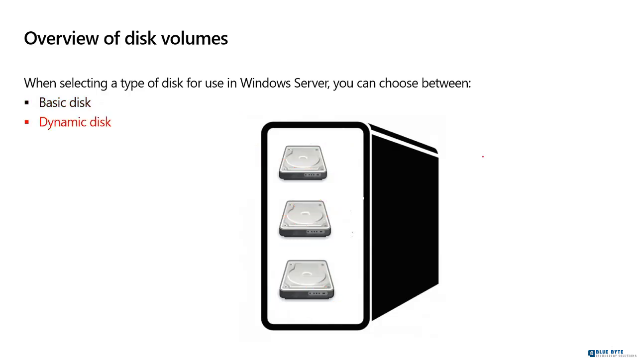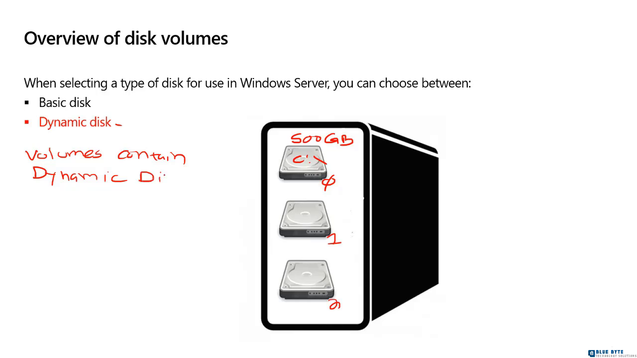With a dynamic disk, let's say my C drive is just all on disk 0. And we'll say again, that's 500 gigs. Disk 1 and disk 2, we'll say they're 500 gigs each as well. But what I can do now, with a dynamic disk, they do not contain partitions. What I always say for a dynamic disk, volumes contain dynamic disks. So we do not use the term partition. We use the term volume.